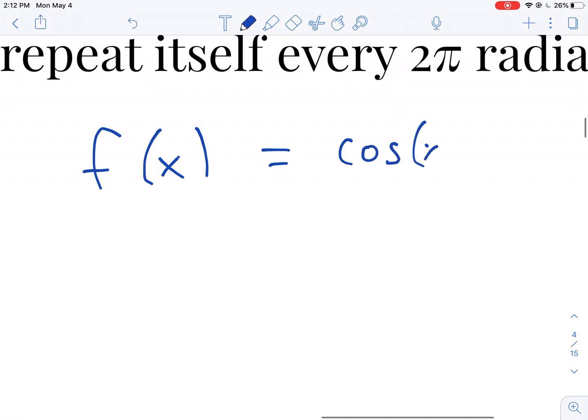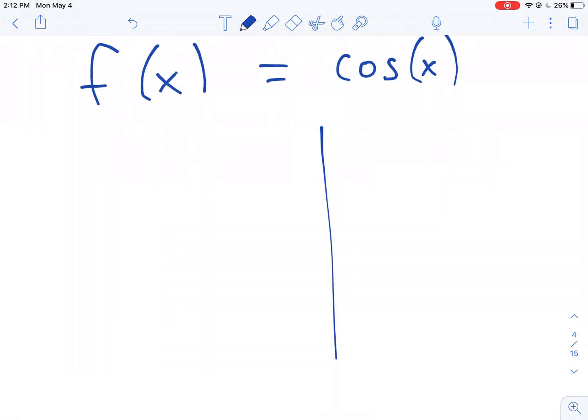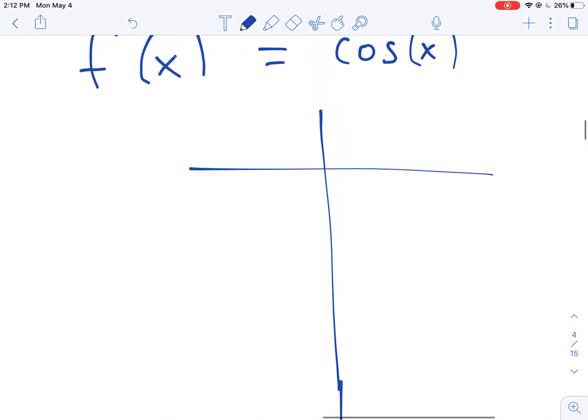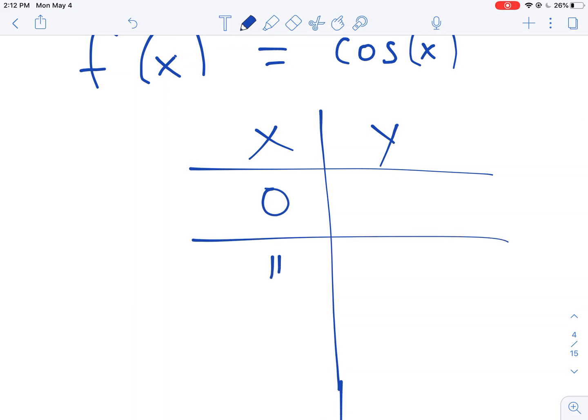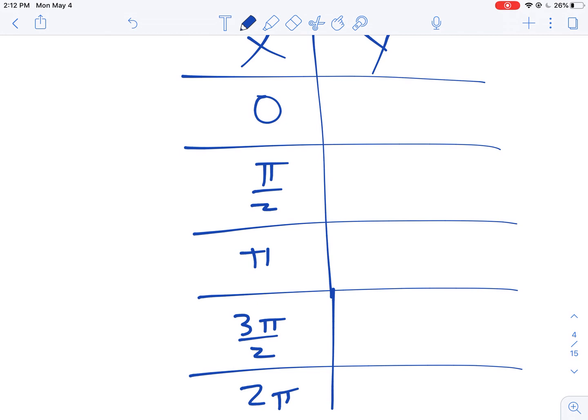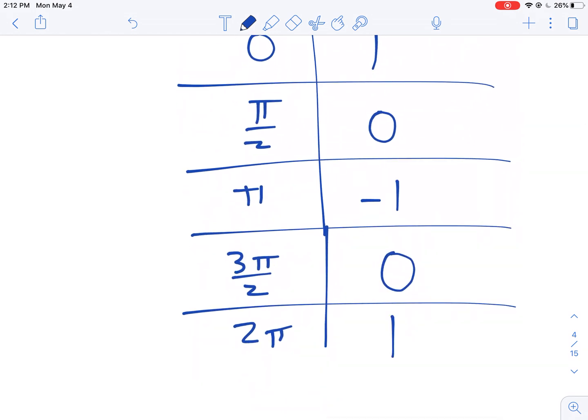I've got the cosine of x, and I'm only going to think about the quadrant angles. I'm going to think about x, I'm going to think about y, 0, pi over 2, pi, 3 pi over 2, and 2 pi. Cosine of 0 is 1, cosine of pi over 2 is 0, cosine of pi is negative 1, cosine of 3 pi over 2 is 0, cosine of 2 pi is 1.